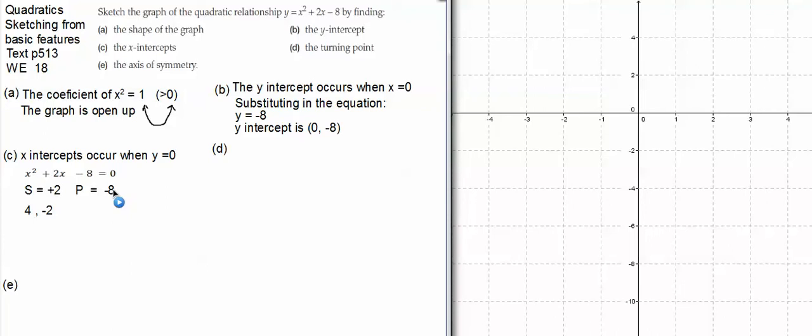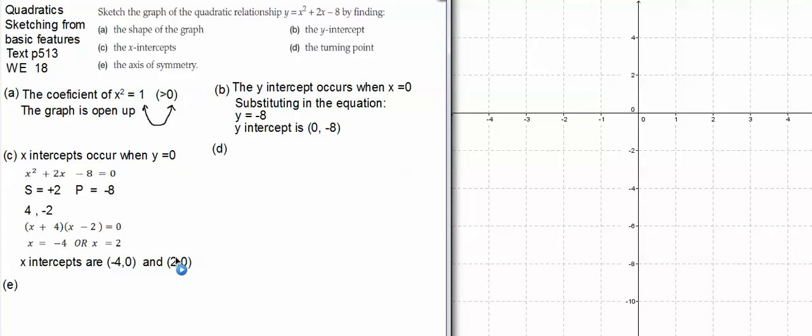And remember, that tells us that this expression here factorises to (x + 4)(x - 2). So (x + 4)(x - 2) equals 0. We can then use the null factor law. One of these factors must be equal to 0, which leads us to either x equals negative 4 or x is equal to 2. So when y equals 0, x is negative 4 or 2, which tells us that the x-intercepts are (-4, 0) or (2, 0).